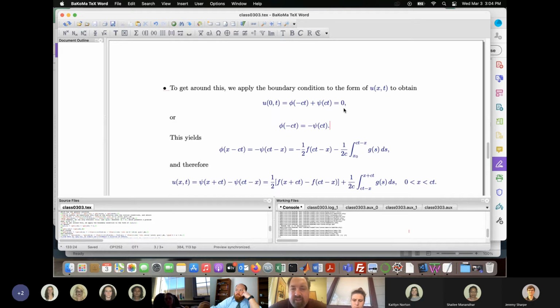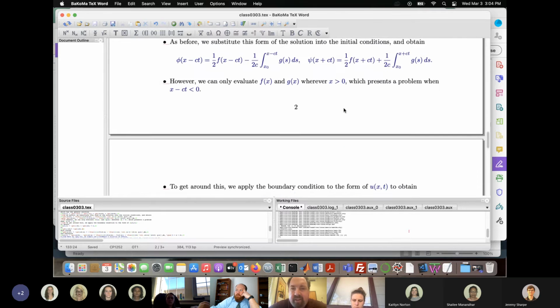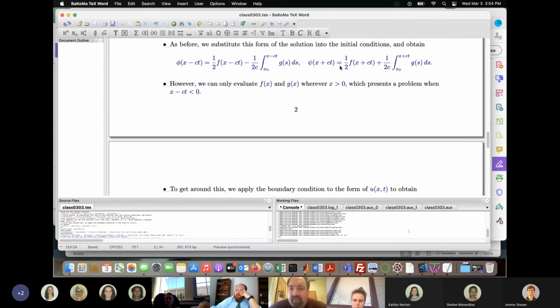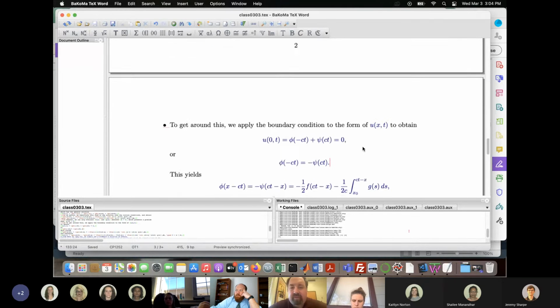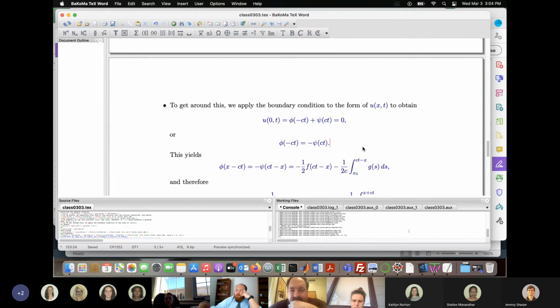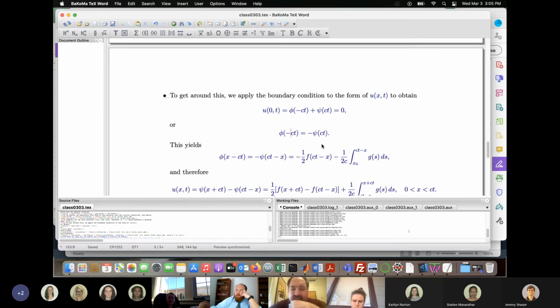And keep in mind, from what I have up here, psi is okay. I can go ahead and use this. So this gives me a way of defining phi for negative arguments. All I have to do is use psi with a positive argument and then negate it.